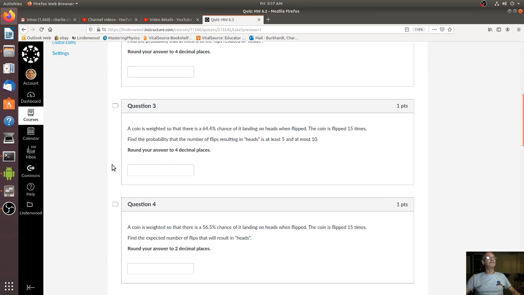Okay, now a coin is weighted. Here's P right here. Here's N, the number of times I'm going to flip it. So at least 5 and at most 10. Okay, what do I need to do? At least 5. That means I need the probability that I get 5, because 5 is at least 5. And at most 10. So plus the probability that I get 6, plus the probability that I get 7, plus the probability that I get 8, plus the probability that I get 9, plus the probability that I get 10.